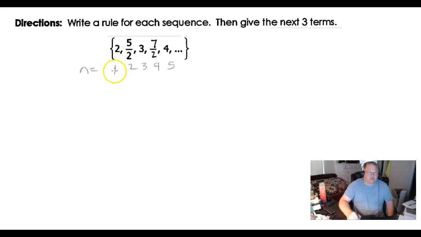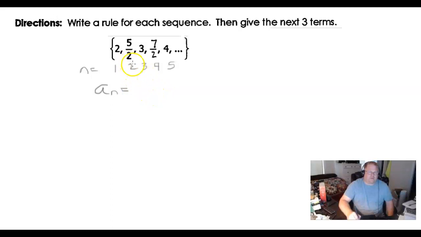So how I went from 1 to 2, then so I added 1 here. What did I do here? 5 halves. I got halves every other time. So let's try maybe, no, let's try something.